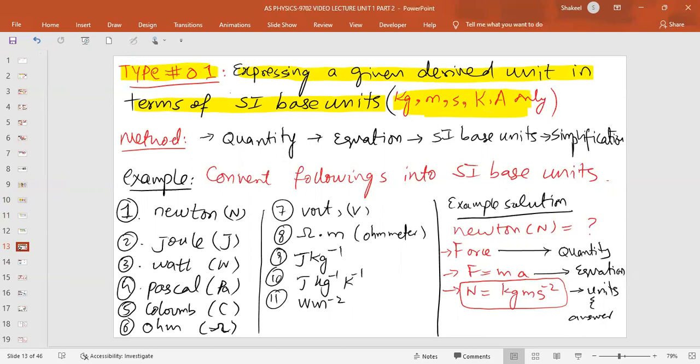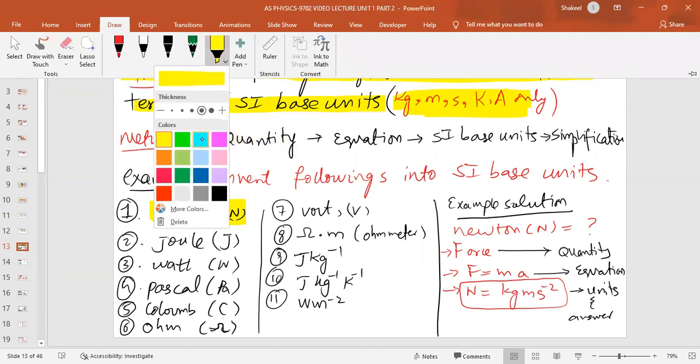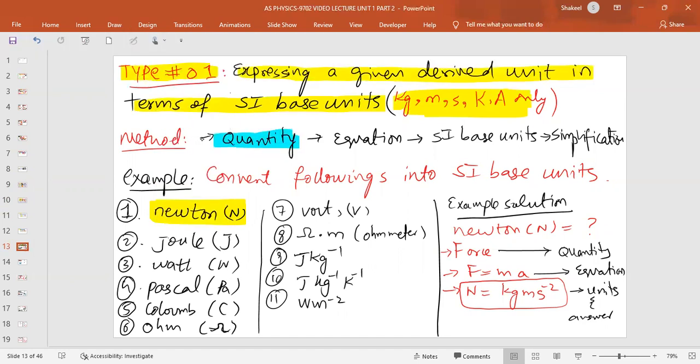So what will be the method? The method will be, first, if they ask you to convert Newton in an SI base unit, your first step would be identifying the quantity: Newton is the unit of which quantity? You'll figure out, okay, Newton is the unit of force. Then you have to write the equation. What is the equation of force? That is F equals ma.